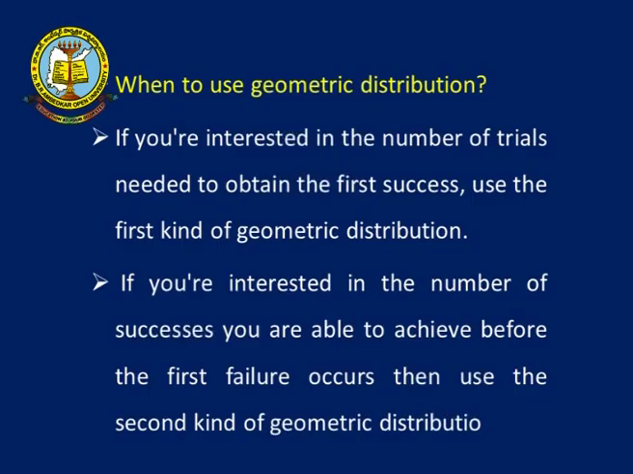When do we use a geometric distribution? If you are interested in the number of trials needed to obtain the first success, use the first kind of geometric distribution. If you are interested in the number of successes you can achieve before the first failure, use the second kind of geometric distribution.